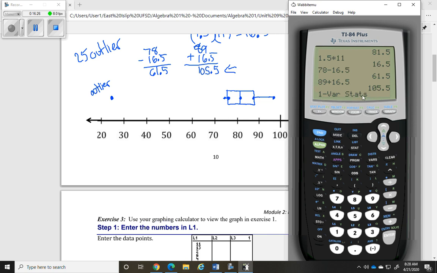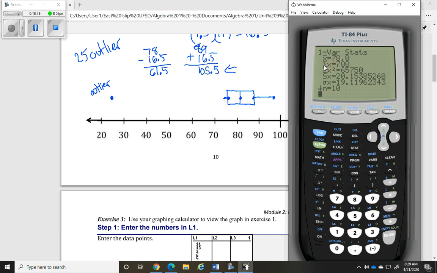On my screen it says 1-Var Stat, but it doesn't give me any information, and that's because I want to hit enter one more time, and it's telling me some important information. X with a bar over it stands for the mean. It means if you add up all the numbers and divide by how many there are. So it's telling me that the mean of the numbers is 78.8.